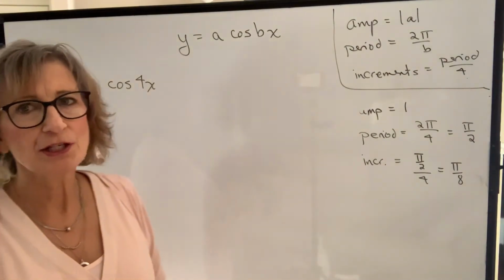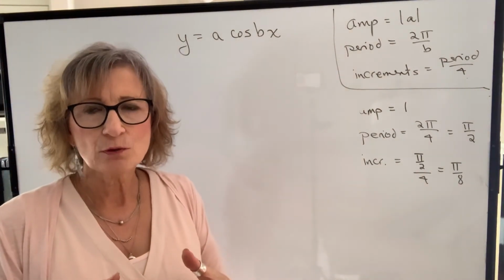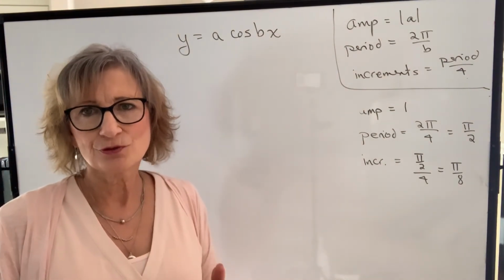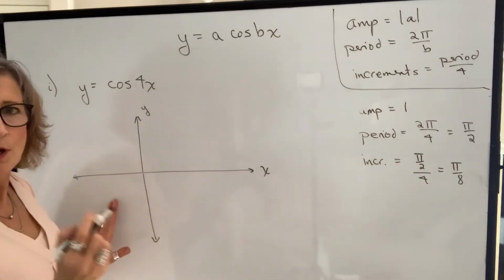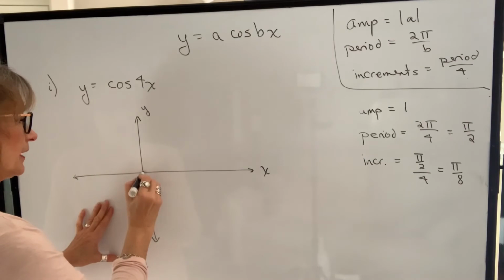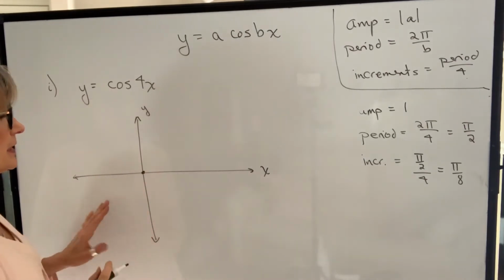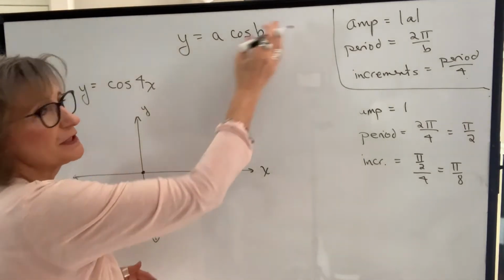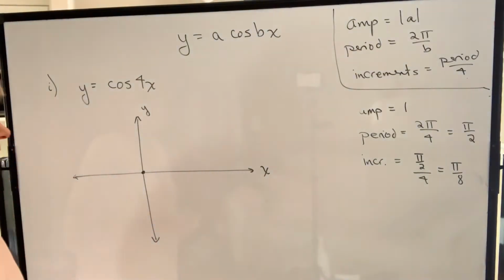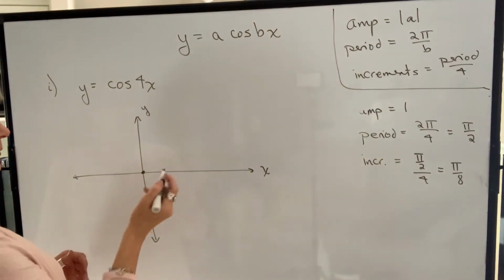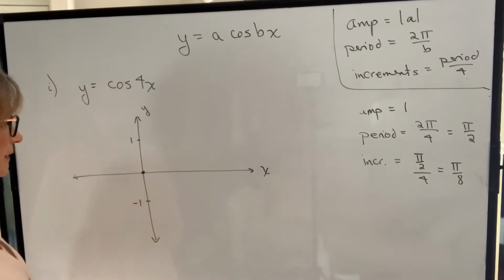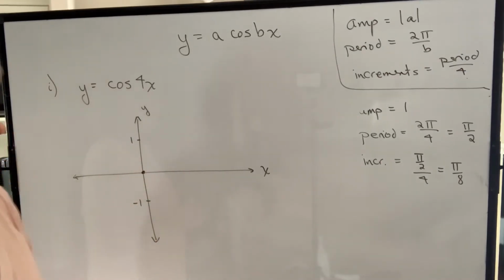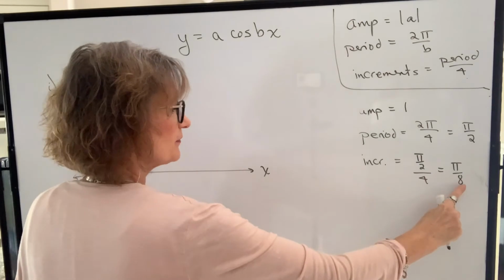With that information, and knowing what my cosine curve looks like, I can draw a fairly good representation. So I always start at my starting point. In this case, it's the origin. I haven't shifted it left or right. And the amplitude is 1. So those are my maximum and minimum y values. And then I have increments of pi over 8.